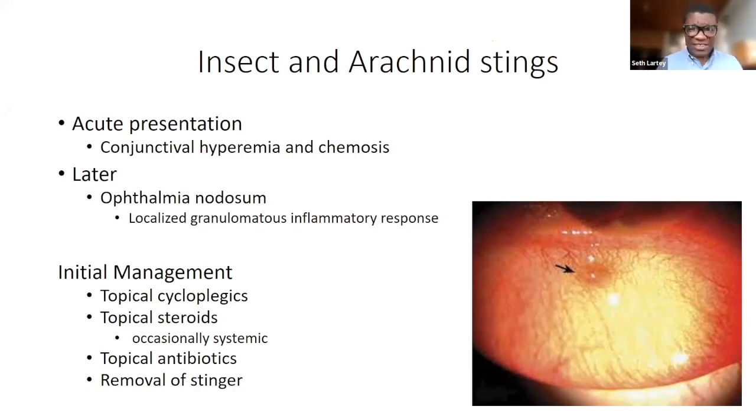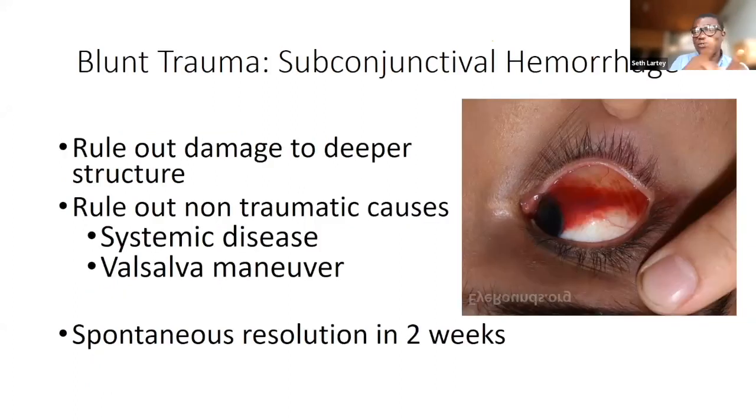Subconjunctival hemorrhages are common. Many of us have seen this in our clinics during our training. The important thing is to rule out damage to the deeper structures. And also rule out a Valsalva maneuver, or trauma that was just coincidence. If it's just trauma, it resolves spontaneously in 2 weeks.